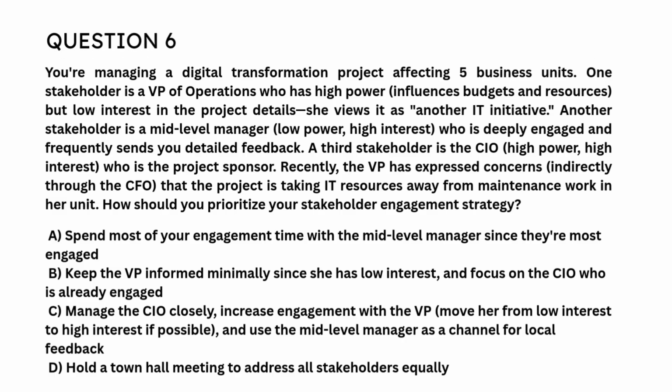Question 6. You're managing a digital transformation project affecting 5 business units. One stakeholder is a VP of operations who has high power, influences budgets and resources, but low interest in the project details. She views it as another IT initiative. Another stakeholder is a mid-level manager, low power, high interest, who is deeply engaged and frequently sends you detailed feedback.